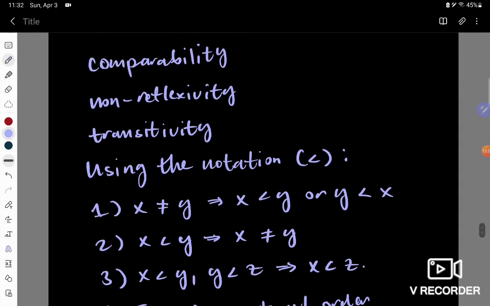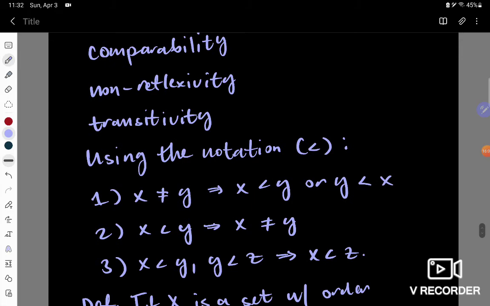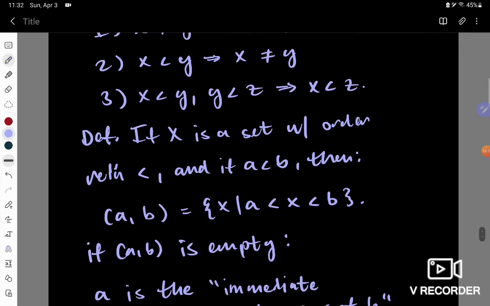We can call any set with an order relation now an ordered set. It's sometimes called a linearly ordered set or a totally ordered set. There are a few terms for it, but we'll just call it an ordered set for now. And here are some definitions now. If X is a set with an order relation which we denote by less than, and we take two elements a and b that are related in this way, that is a is less than b, then we can define this open interval, or just interval, which is the set of all x that is, in a sense, between a and b with respect to this relation. So a is less than x is less than b, it's everything strictly between it.